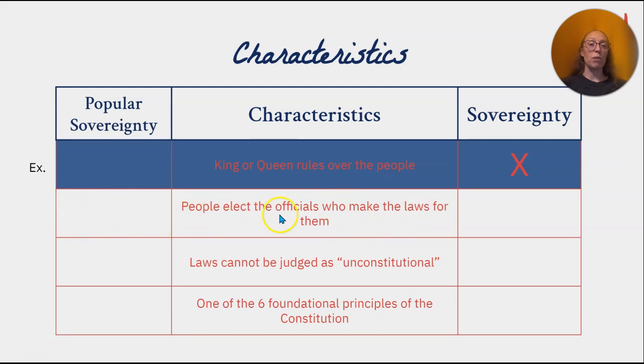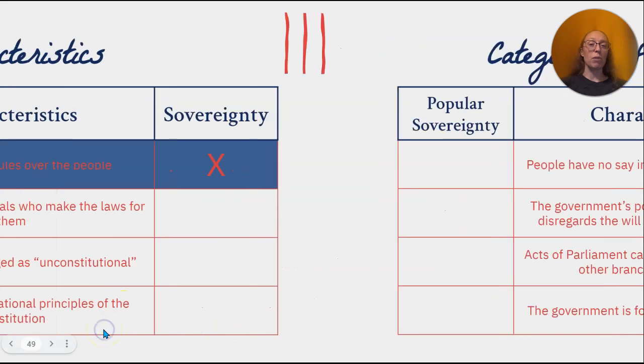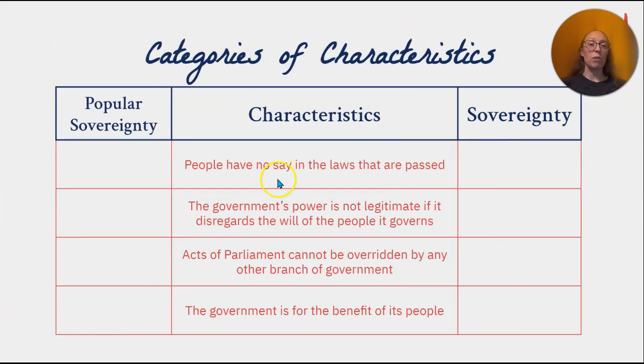The people elect. Laws cannot be judged as unconstitutional. That's British sovereignty. The six foundational principles of the Constitution, well, if we have a constitution, we're talking about popular sovereignty. If we have a written constitution. And people have no say in the laws that are passed. That would be sovereignty, right? The king's got a say, but not the people. That's sovereignty. The government's power is not legitimate if it disregards the will of the people it governs.